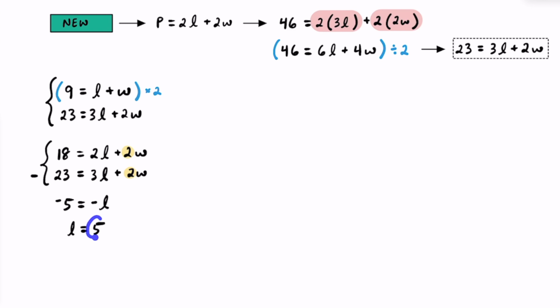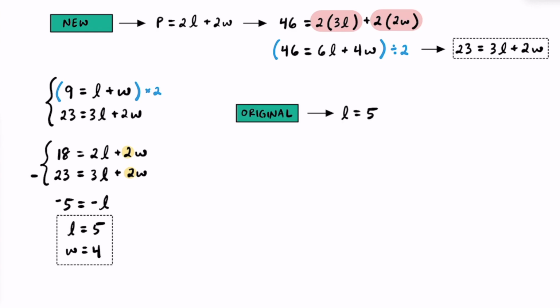Now, if we know the length here is equal to 5, we can go ahead and plug that into this equation right here. So that's going to be 5. So if we say 5 plus W is equal to 9, then W must equal 4. So we can say W is equal to 4. All right, so for the original rectangle, we know that the length is going to be equal to 5 inches, and then we also know that the width is going to be equal to 4 inches.